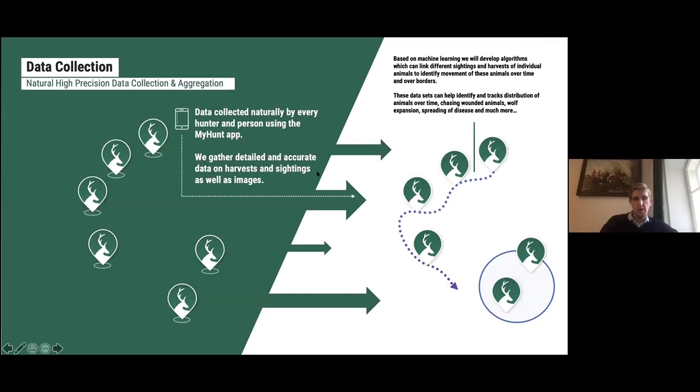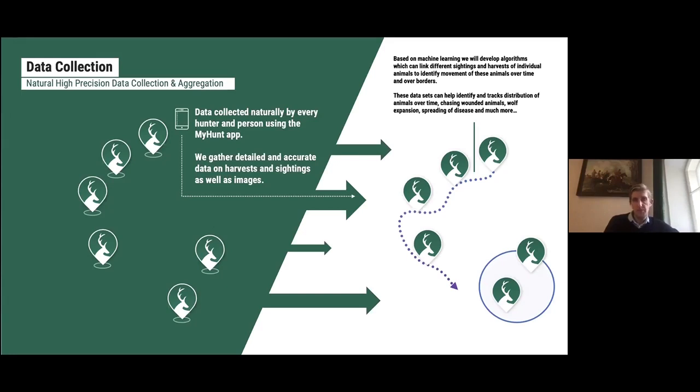We gather this data as well as the images collected by the users, and we attempt to anonymize it. Using machine learning, we develop algorithms which can link different sightings and harvests to identify the movement of these animals over time, and as we are very much an internationally focused application, also over borders as well.